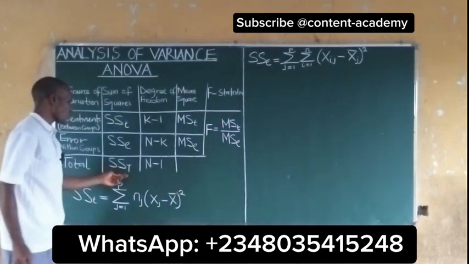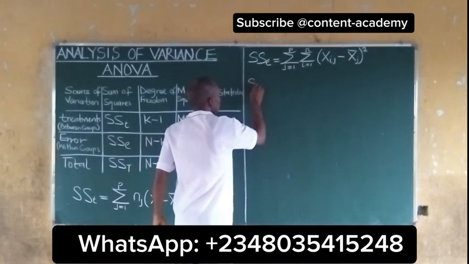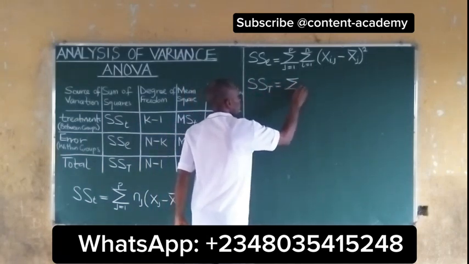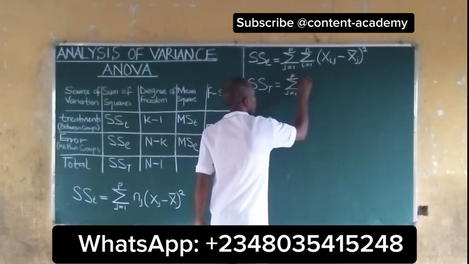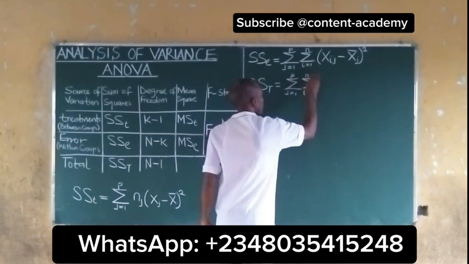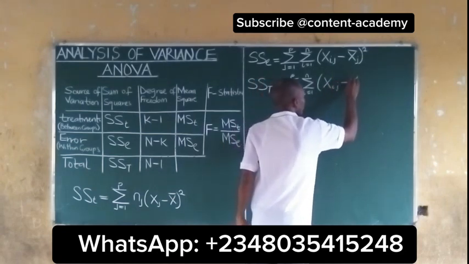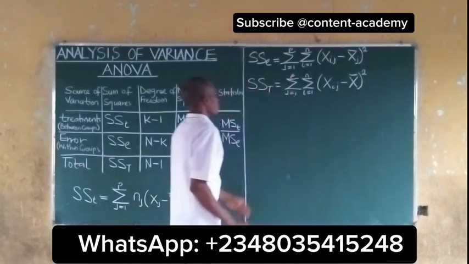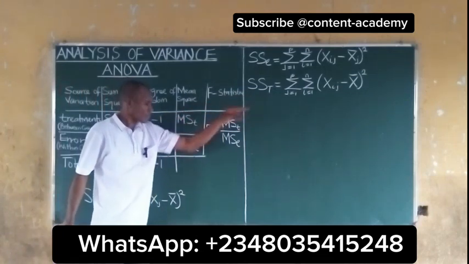How about the sum of square total? The sum of square total can be calculated as the summation, as j running from 1 to p, of the summation, as i running from 1 to n, of x ij minus the grand mean, squared. So this is how the sum of square total can be calculated.